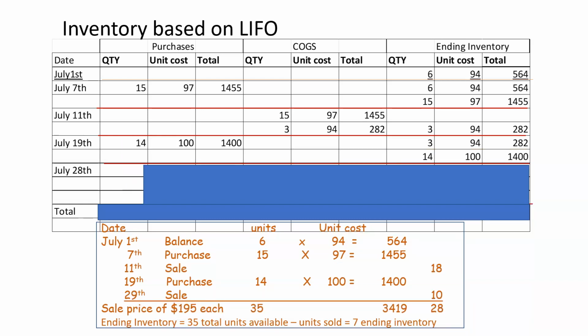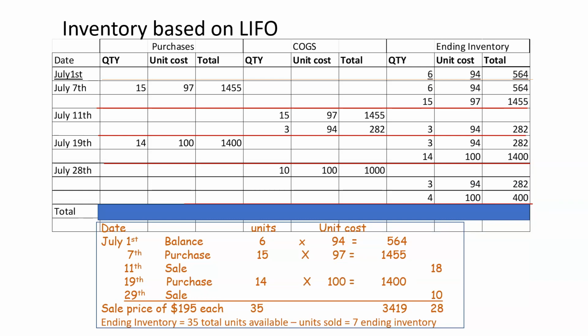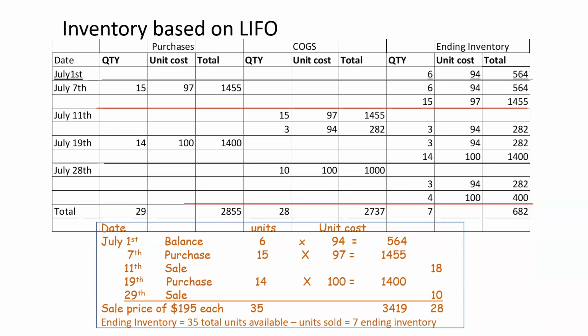We bought 14 more. We have 3 left at 94, and now we have 14 at 100. Now we sold 10, but they're going to have to be at the most recent price of $100, which means our ending inventory is going to be made up of 3 units at 94 and 4 units at 100. Now in this example, we end up with cost of goods sold of $27.37, ending inventory at $6.82. And again, always do your check and make sure it equals your total cost of goods available for sale.